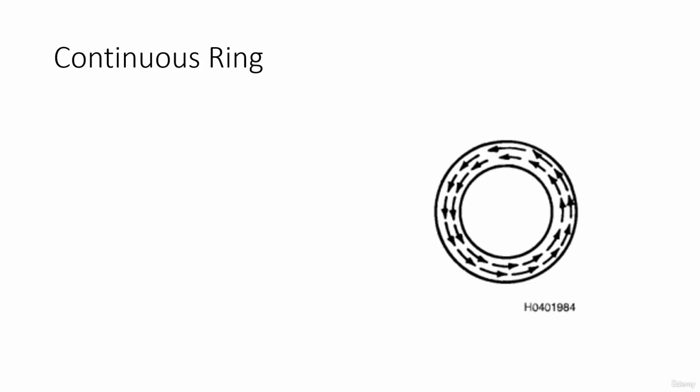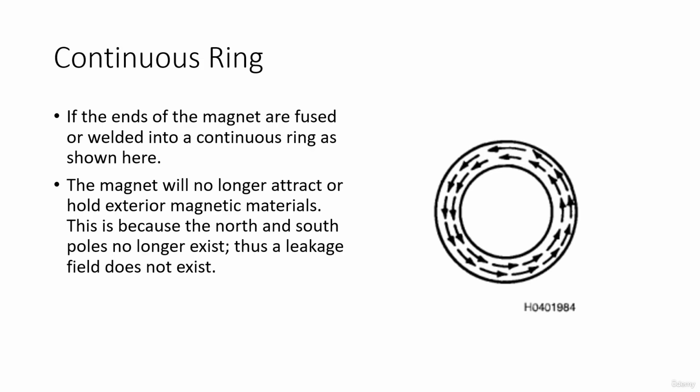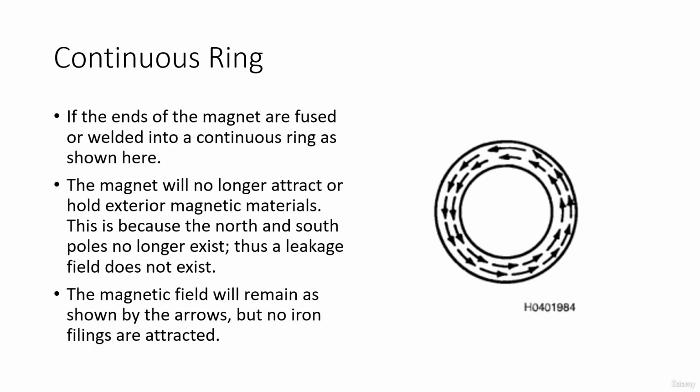When we have a continuous ring, where the ends of the magnet are fused or welded into a continuous ring as shown here, the magnet will no longer attract or hold exterior magnetic materials. This is because the north and the south pole no longer exist. Thus, the leakage field does not exist. If we take that magnet and weld it together, this is what it's going to look like, and we're not going to have a place to pick up. We're no longer going to have a north or a south pole, and we're not going to have a leakage field, so we can't pick up the iron filings. In this case, the magnetic field is going to remain as shown by the arrows, but no iron filings are attracted.